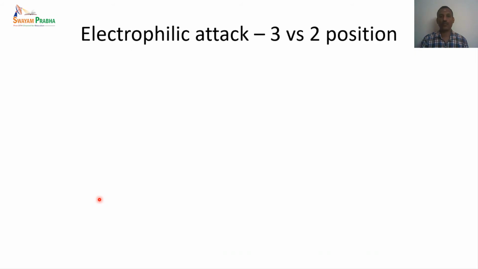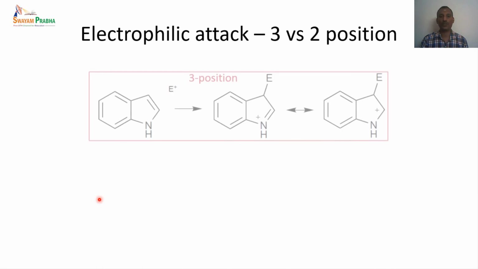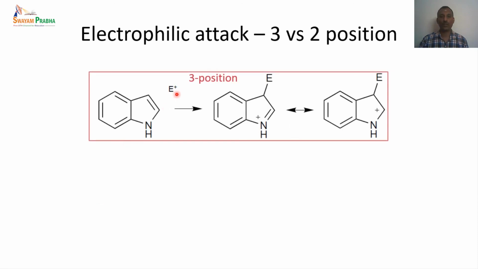Let us look at the electrophilic attack between the 3 and 2 positions. So when the electrophile attacks, we had already seen that this carbon is the most electron rich carbon in this particular indole moiety. So the electrophile can effectively attack this 3 position. That leads to this particular intermediate, and this intermediate can exist in the resonance form as shown here. So this is one of the cases where the positive charge can be easily delocalized.